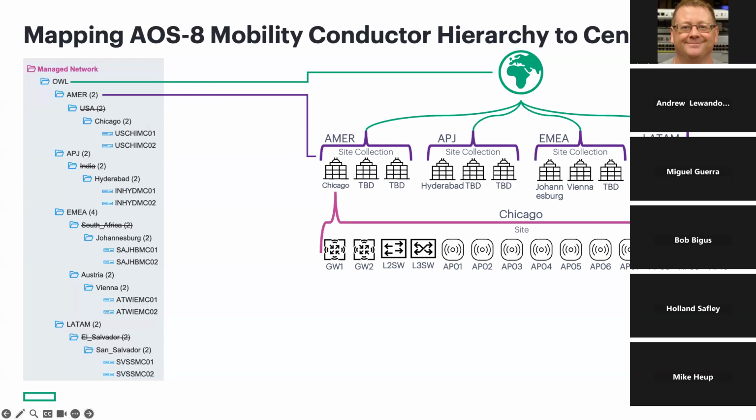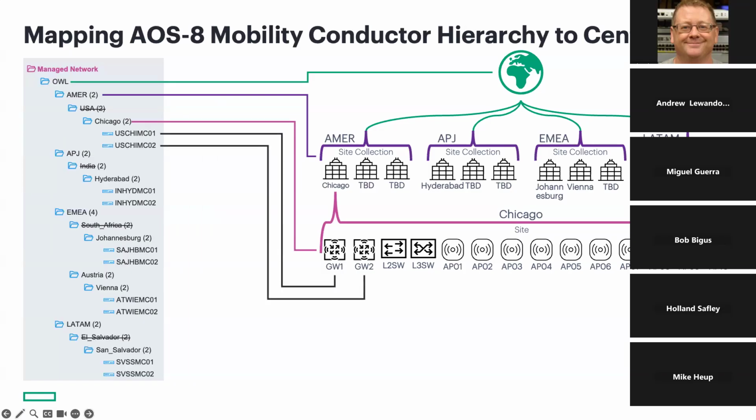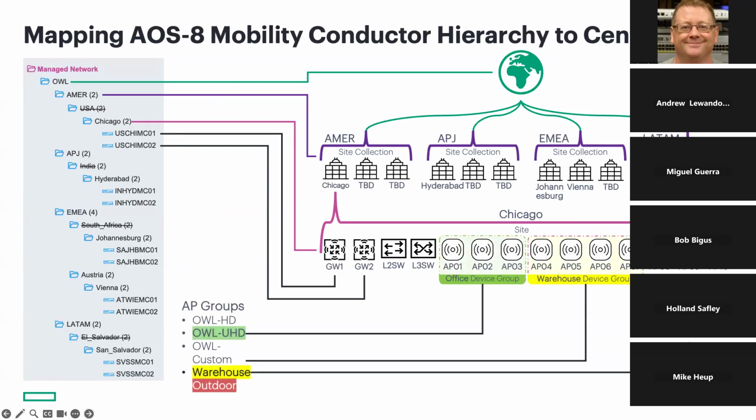Region-specific settings such as NTP, radius, etc., can be applied at the site collection level. Site-specific settings such as time zone, VLAN IDs, etc., can be applied at the site level. And finally, any device-specific settings such as hostname, uplink settings, etc., are configured at the individual device level. And as for AP groups, those can be configured as device groups, and the APs can be assigned to each group, similar to an AP group in AOS8.